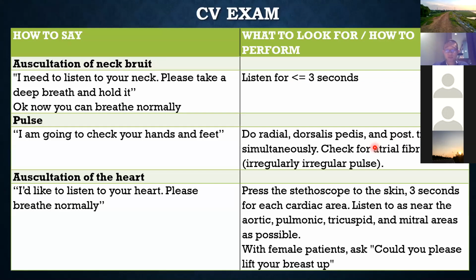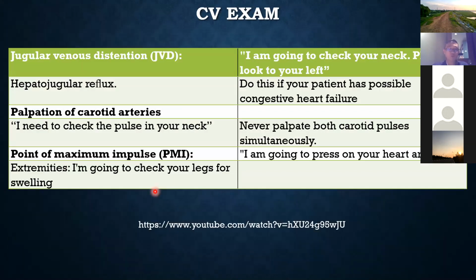But the CV exam is pretty different, okay? As you can see here, we check the pulse and the auscultation of the heart as well. And we repeat the CV exam in two positions. First, when the patient sits up, and then when the patient is lying with the head at a 45 degree angle elevation, okay? And this is the link that you can watch on how to do the CV exam.